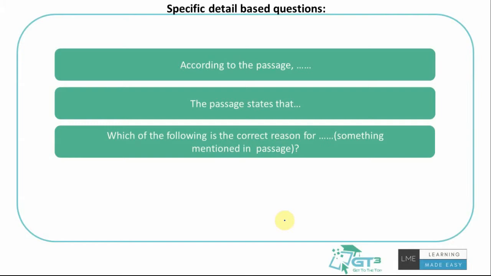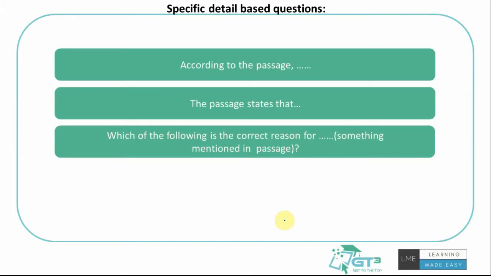These are pretty straightforward. You just look at the specific details that are being mentioned in the passage. You just get a clue of what detail I should look, or what part of the passage I should look, being given in the question itself. And according to the passage, what is the reason behind the problem, or the passage states that the problem is because of ABC with XYZ as options, you can pick X as the answer, right? Which of the following is the correct reason.